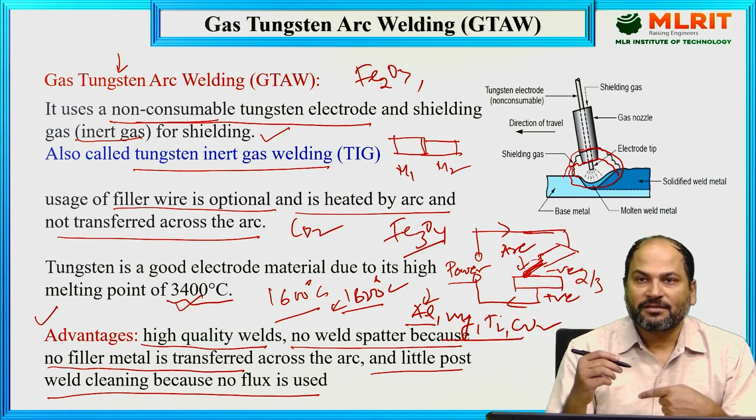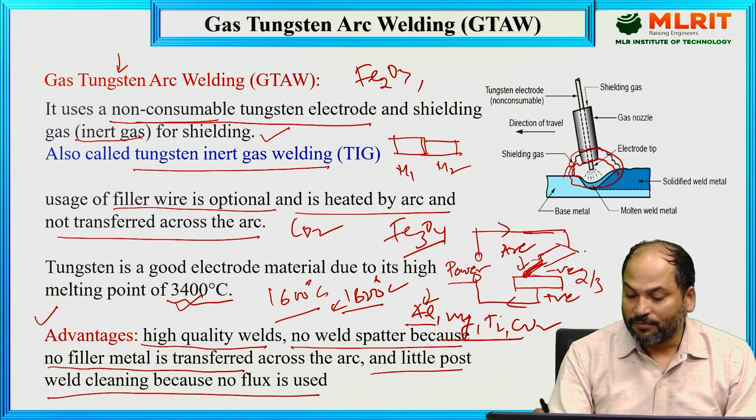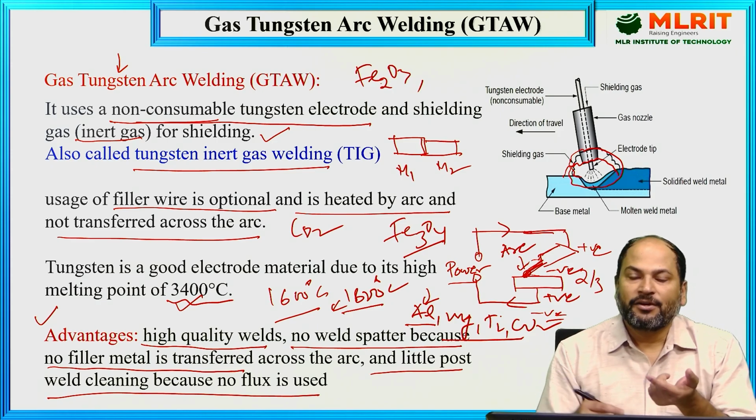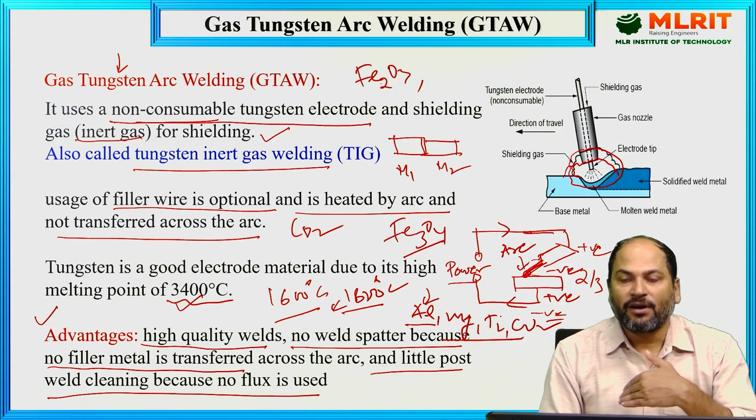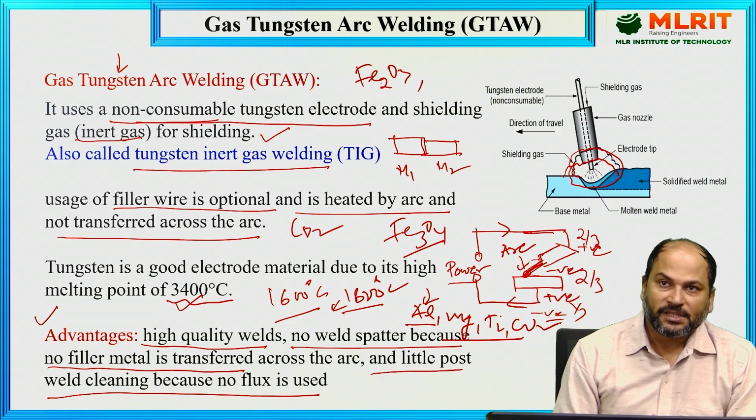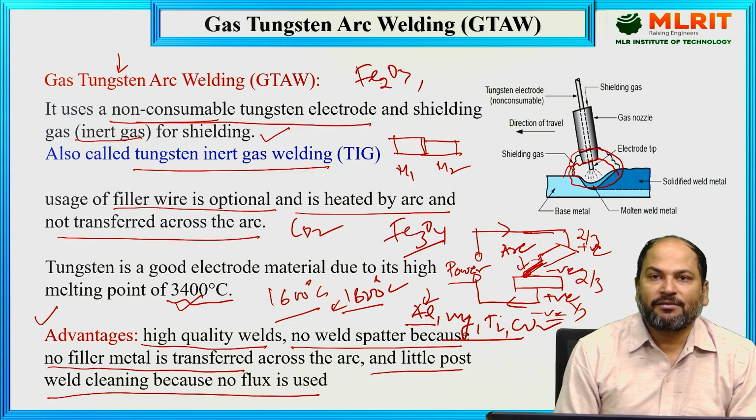But if we reverse the polarity, meaning if the electrode becomes the positive terminal and the workpiece is at the negative terminal, then the heat accumulation at the workpiece will be reversed. Reversed means two-thirds will come to the electrode and one-third will come to the workpiece. So in that way, we can easily weld even materials which are very difficult to weld.